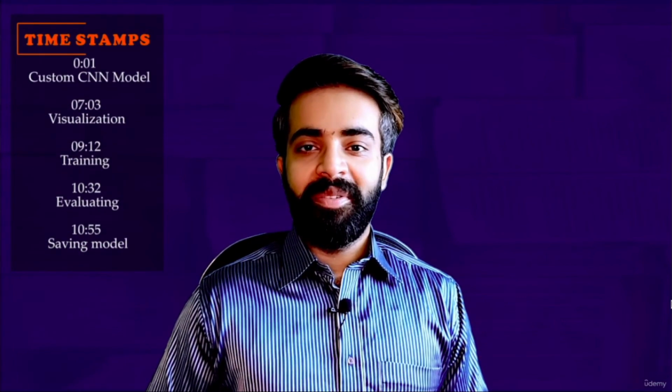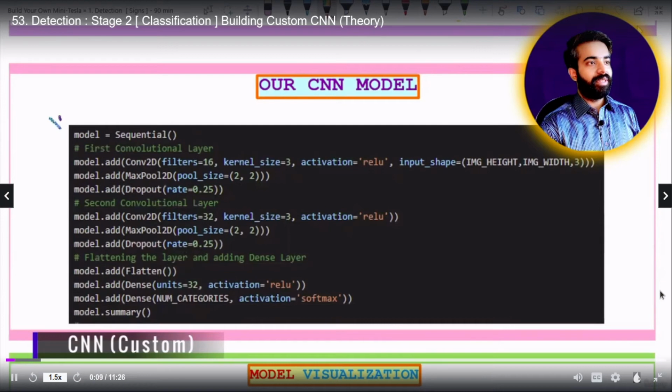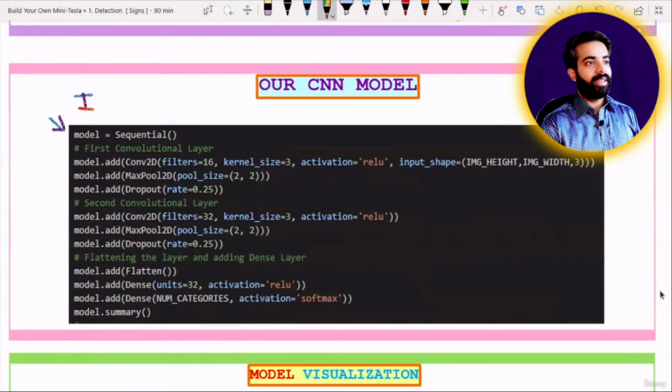Okay guys, it's time we build our custom CNN model. We start out by setting the model to Sequential, which simply means that the input is provided at one side, the data moves through each of the layers, and then we get the output on the other side. So the data moves in a sequence, and this is why it's known as a sequential model.